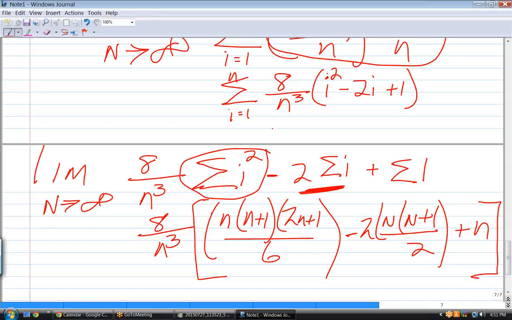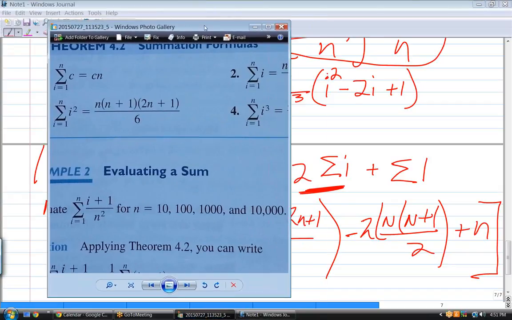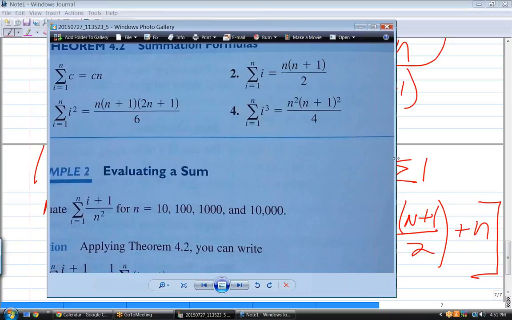Okay, so now I have merely replaced sigma of some i to some exponent with its equivalent summation formula. In other words, with one of these things. There are the 3 summation formulas. And I don't know what i to the 4th is.